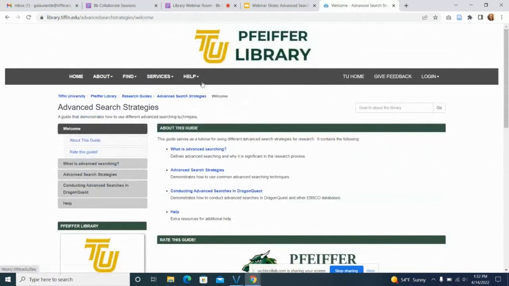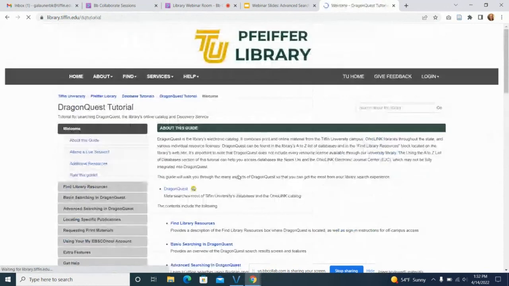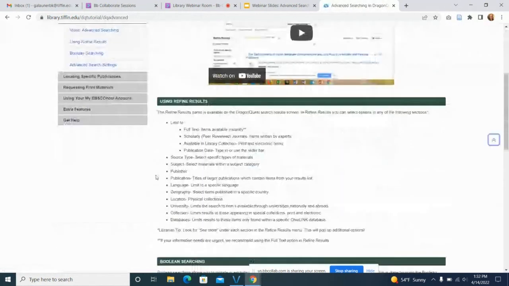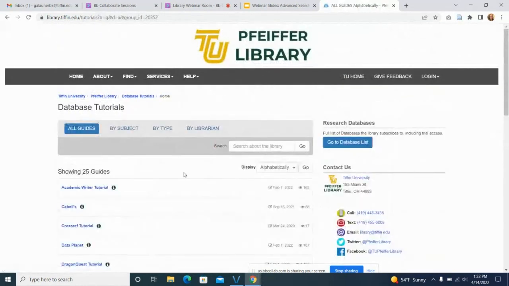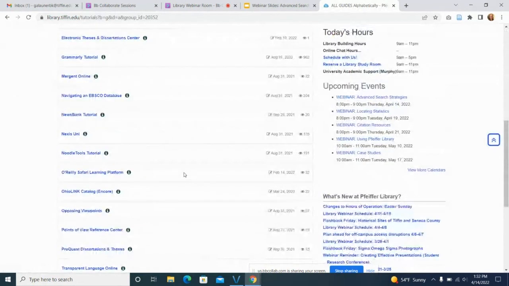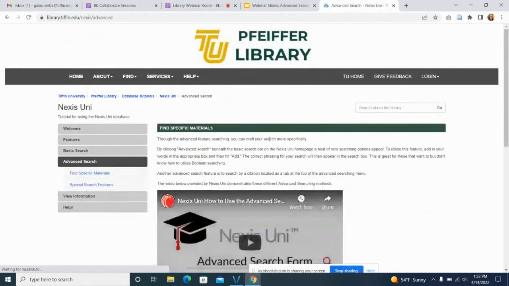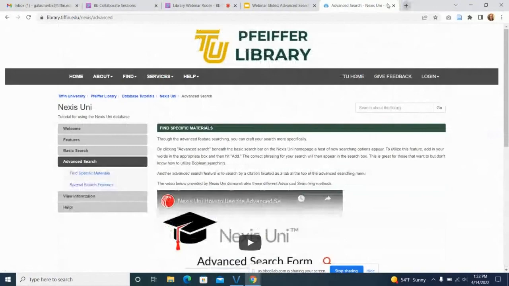And then the database tutorials, you can get access to those by going to Help and go to Tutorial. And I'm just going to go to the Dragon Quest tutorial just to show you. There is an advanced searching tab on this one, and so it'll outline how to do an advanced search. Most of our database tutorials do have advanced searching tabs, so you can kind of learn how to do them. And if not, you can always try to figure it out yourself. The database sometimes will have their own tutorial that can help with advanced searching. This one has one as well. So you can always do that too.